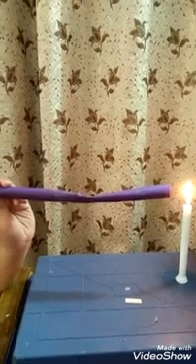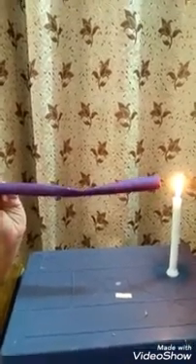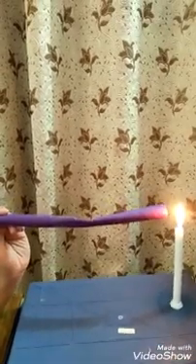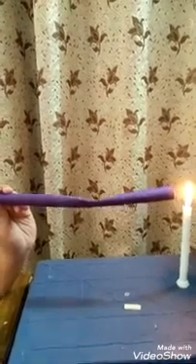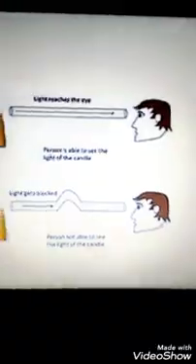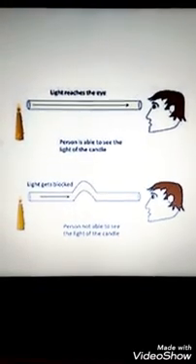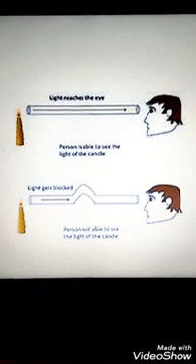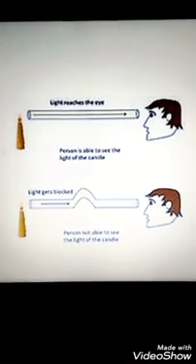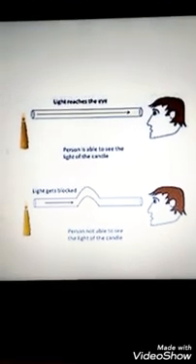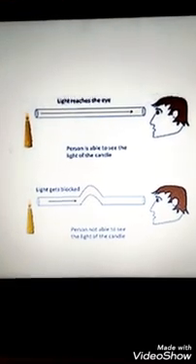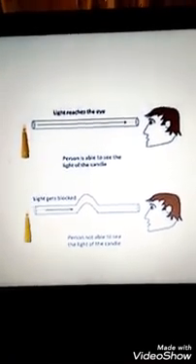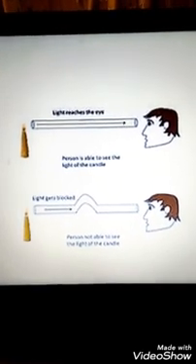Now take a bent tube, or try to bend the same tube, and again try to see the flame of the candle. Are you able to see it now? No. You will not be able to see the flame of the candle. So children, what did we conclude from the activity? That if the tube was straight, the light rays could easily reach our eyes and we were able to see the flame of the candle. But if the tube was bent, the light rays could not bend, could not curve and reach our eyes, and the flame of the candle was not visible to us.